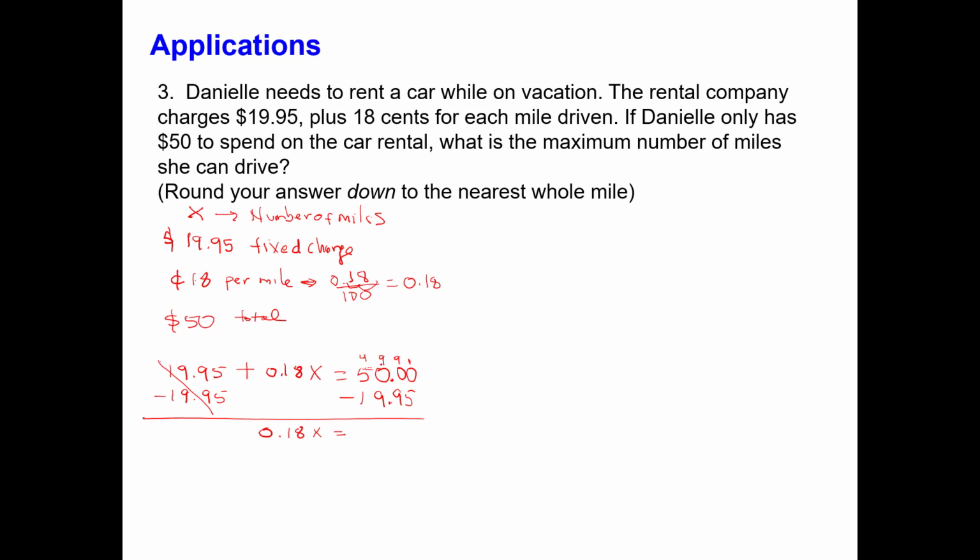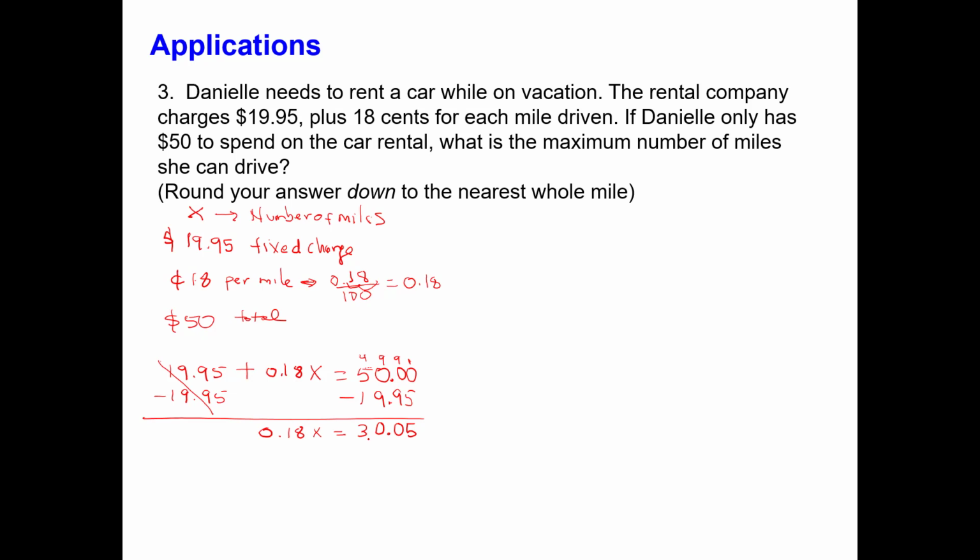Now we subtract: 10 minus 5 is 5. 9 minus 9 is 0. Bring down the decimal point. 9 minus 9 is 0. And 4 minus 1 is 3. Then the equation we have is 0.18x equals 30.05.